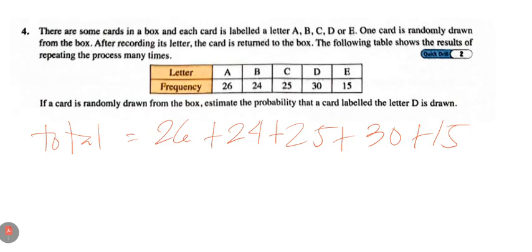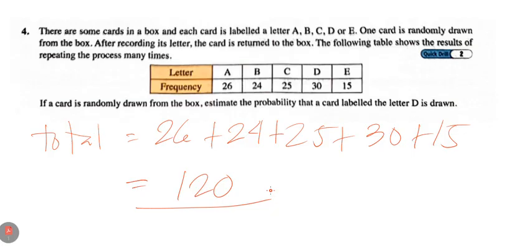Now, adding all of them here, we get 120. Okay, so that's the total here. Now, moving on, since we have the total frequency of 120, we were asked about one of the cards being randomly drawn from the box. After recording its letter, it's returned to the box, and the following table shows the result of repeating the process many times.